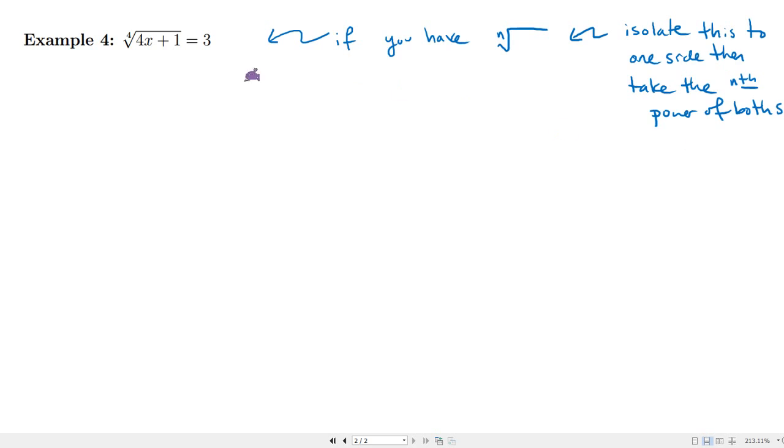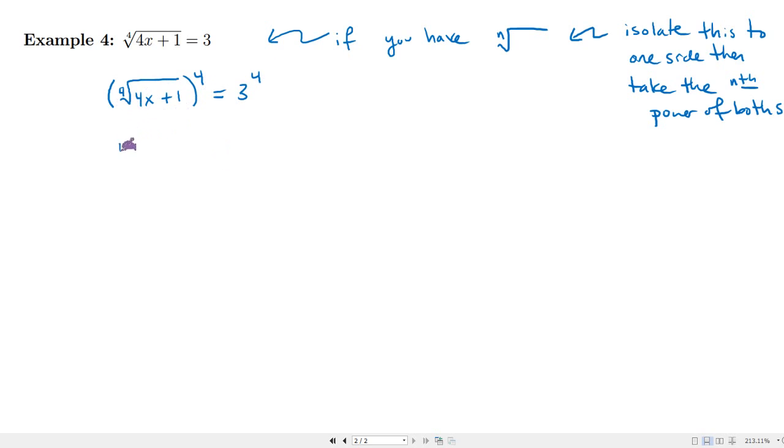Okay. So we already have it isolated to one side, right? We have this fourth root. All of this is isolated to one side. If not, you would bring all the extra stuff over here. And then now, to undo the fourth root, we will take the fourth power. Okay, to the fourth power is equal to 3 to the fourth.